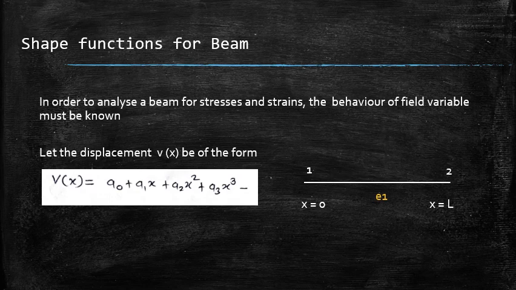So this is one of the reasons why we have chosen our displacement model as a cubic model. There are also certain reasons that we will come across as we move ahead in these lectures that will again make it clear why the choice of displacement model is cubic for the beam element.